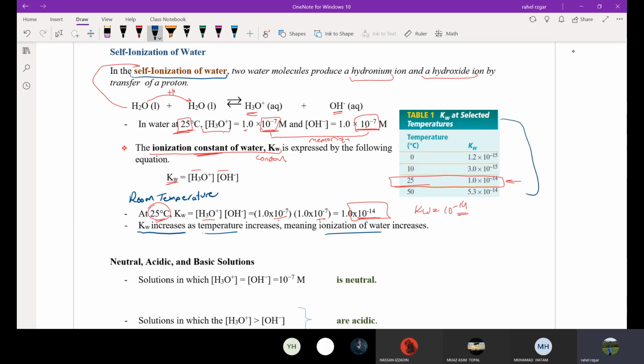You don't have to memorize any other number other than 10 to the power negative 14. But this point is important. This year, a question was asked on this note.